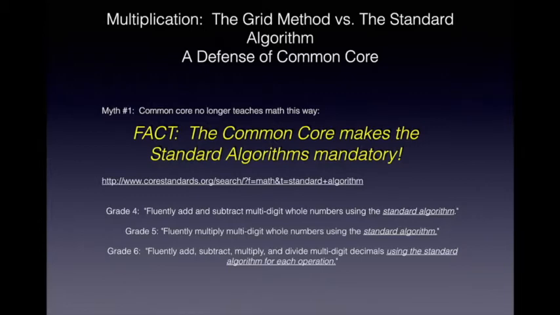So the idea that Common Core replaces the standard algorithms that you learned if you were a student, say, 30 or 40 years ago, that's just false. Common Core doesn't replace those. It still teaches those. What Common Core does do, however, is teach some additional methods.